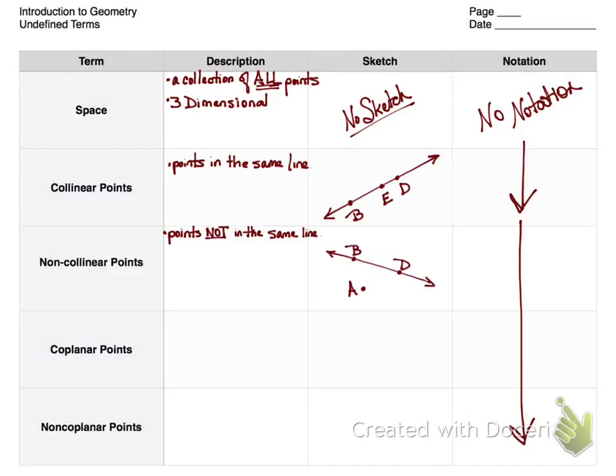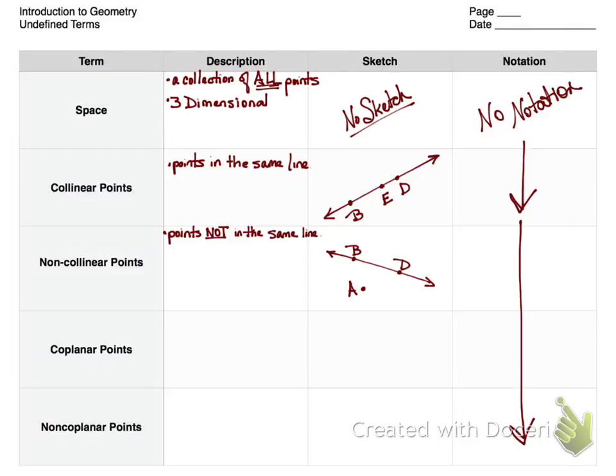Non-collinear, you guessed it, not. Points that are not on the same line. So I have points B, point A, and point D. Okay, but anyway, you get the drift. Points B and D are collinear, but points B, A, and D are not. Good. Moving on.